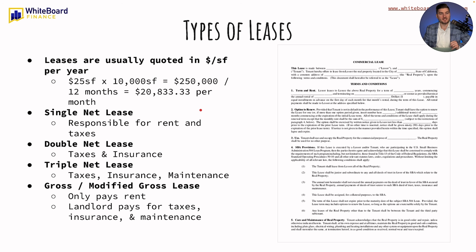So with the types of leases, leases are usually quoted in dollars per square foot per year. Some places that are more expensive do it per month, but most of the country does it per year. So quick example, $25 a square foot for the space times a 10,000 square foot space gives you $250,000 divided by 12 months. Your rent is going to be just under $21,000 per month for this 10,000 square foot space. These types of prices are going to be like nicer office spaces, B class, maybe even A class in some cities. But you have different types of leases, okay?